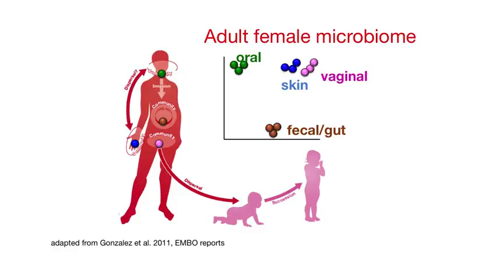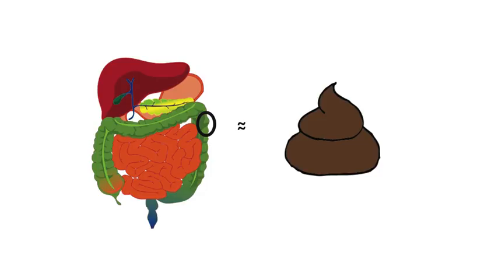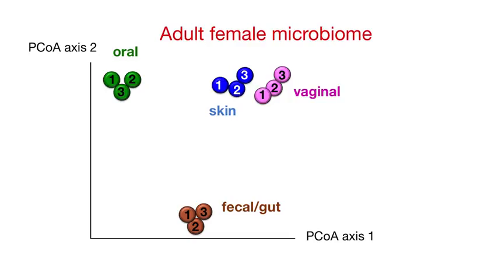In our data plot here, each point represents a microbial community from a healthy woman's mouth, skin, vagina, or gut. To sample the microbes of the gut, we actually sample fecal material, which is a really good representation of the microbial communities that are found in a person's large intestines. On this plot, the distance between points represents how different the microbiome of samples are. We will talk more about these types of plots in week 3.